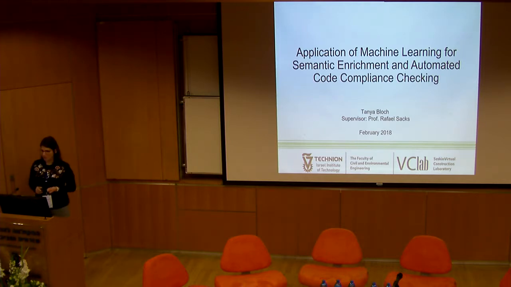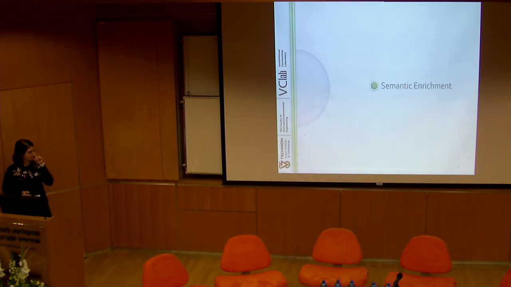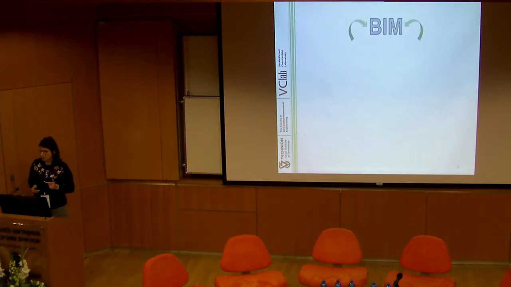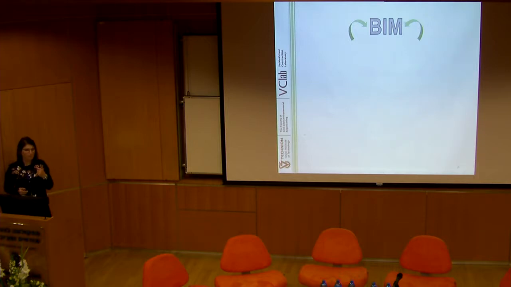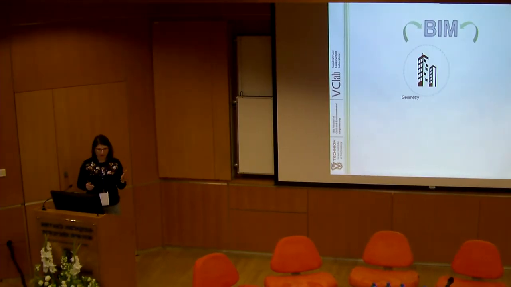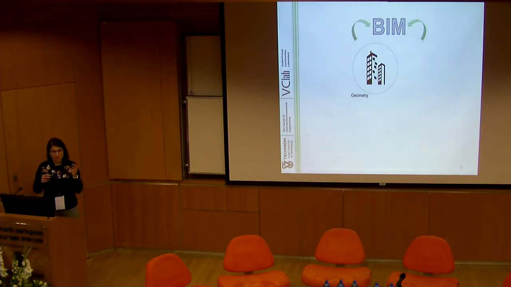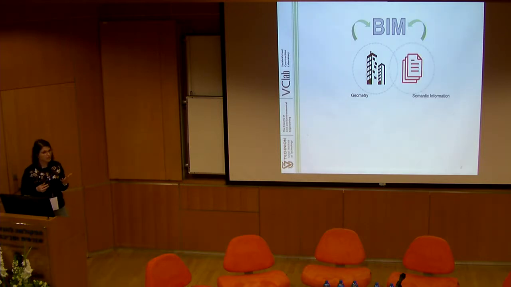As Guy said, I'm going to talk about the application of machine learning approach to semantic enrichment and to code checking as well. So to begin with, we're going to try to understand this new term, semantic enrichment. And to do that, we're going to look at the information that we have in a BIM model. So naturally, we have the geometry of the elements that compose the model, but also we have a lot of additional information about the properties of those elements, the functions of those elements, and their relationships as well. And all that information can be referred to as the semantics of a model.